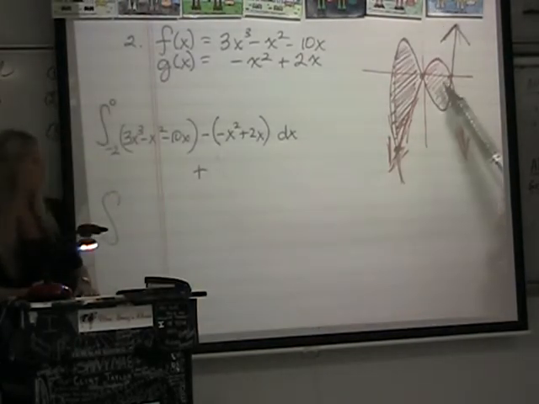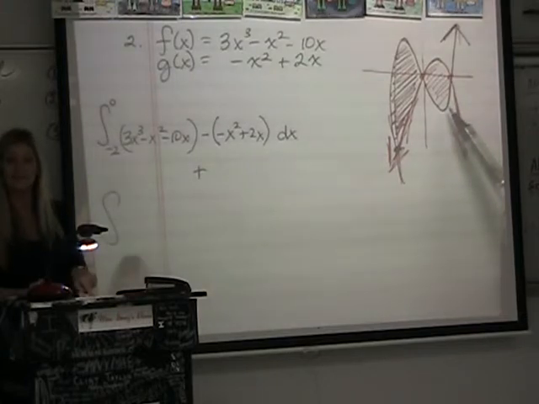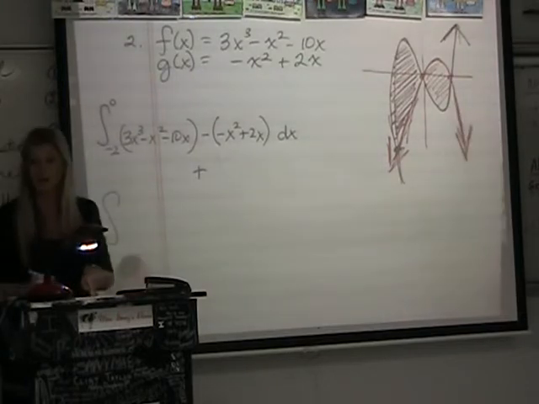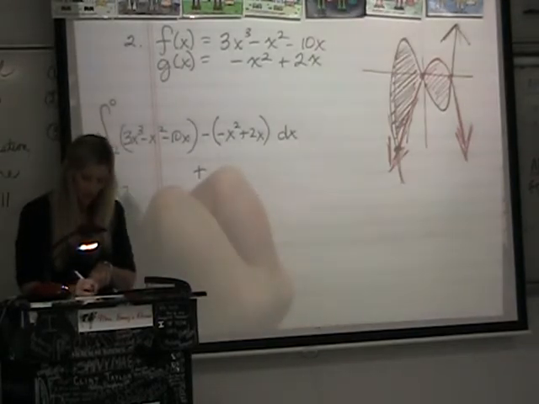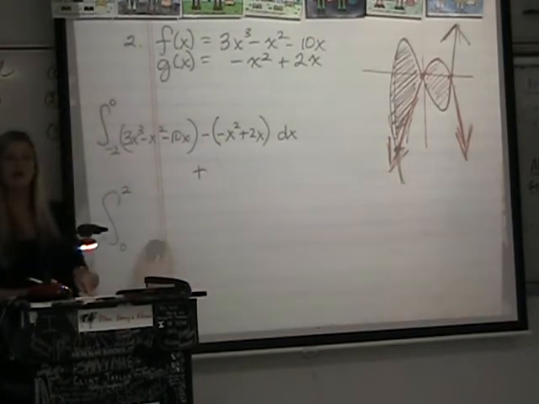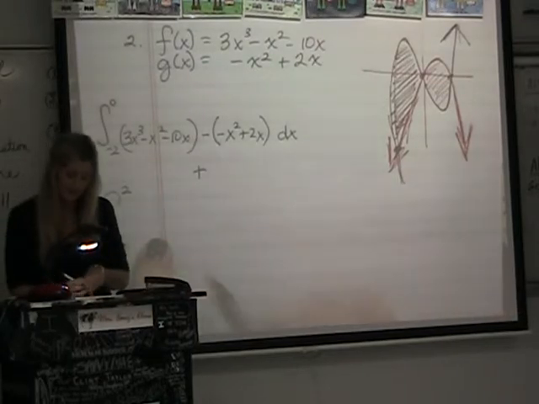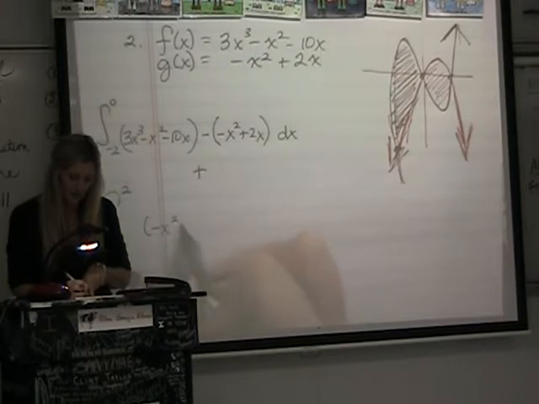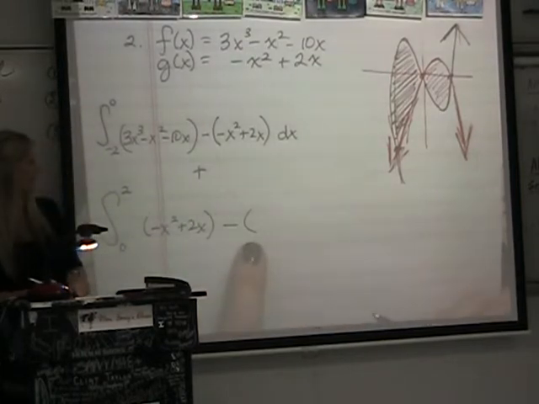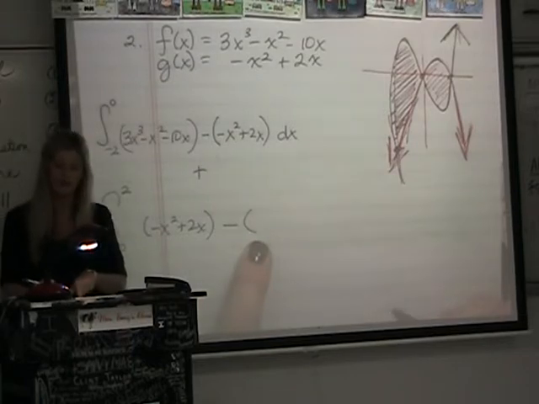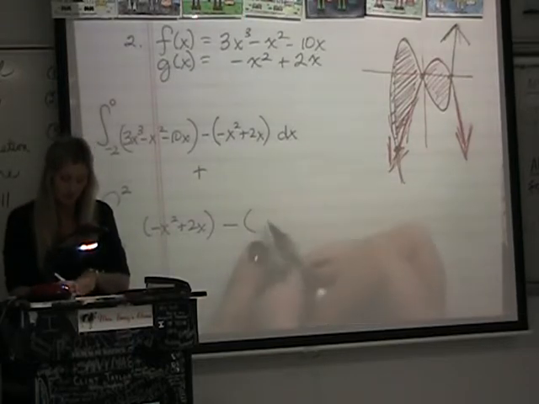the integral for the second piece. What would be the bottom bound for the second piece? 0. And the other one. And the top bound is 2. Positive 2. Good. Okay, what's the top equation for the second piece? G of x, which is negative x squared plus 2x. And then I'm going to subtract off of that my bottom equation, which happens to be the cubic f of x.